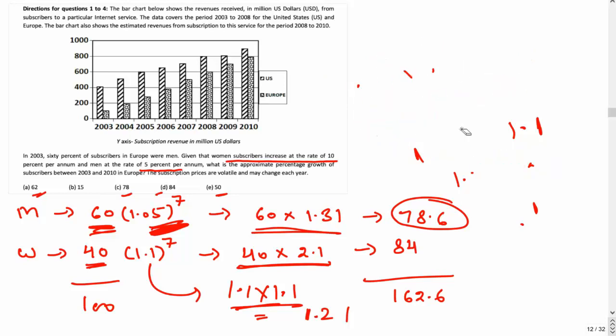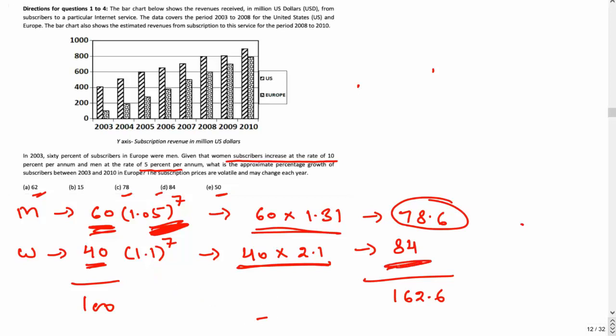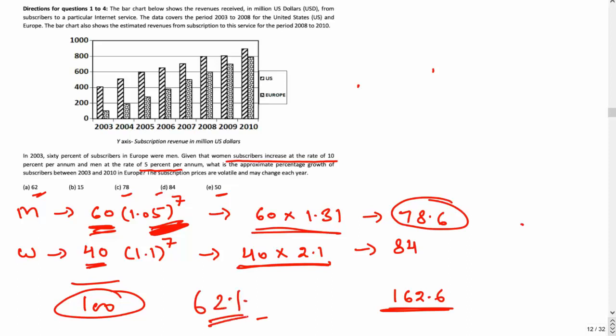So having done that, you can now see that women numbers will become 40 into 2.1, that is 84. And if you add them up, it is coming out to be 162.6. How much was the number with which you started? You started with 60 and 40. You started with 100. You have reached 162.6. So what should be the answer? It is very much close to 62%. So the answer is A for Ahmedabad.